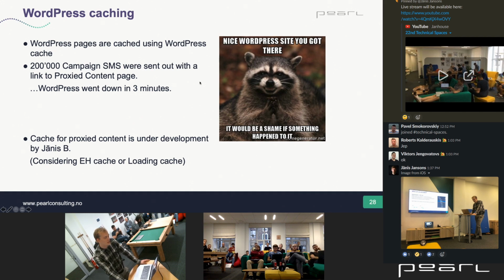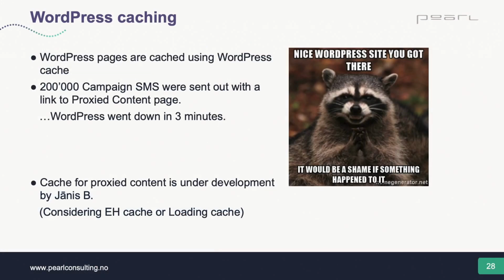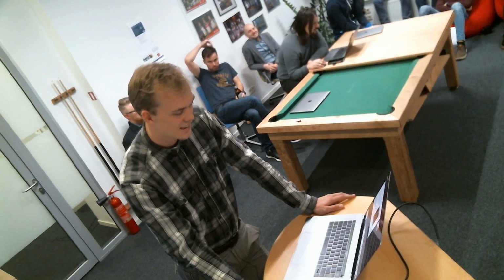Since we're using Hybris caching and WordPress, we had an interesting situation just recently. We had a request from clients that they wanted to launch a campaign and send out 200,000 SMSs with a link to a Hybris page. We thought Hybris could handle the load, and actually it did handle the load quite well, but WordPress didn't. So right now, Jānis Bogušs is working to implement EH cache or loading cache. I think he can go into more detail on how it's going to be done, but the results look quite good right now, at least.